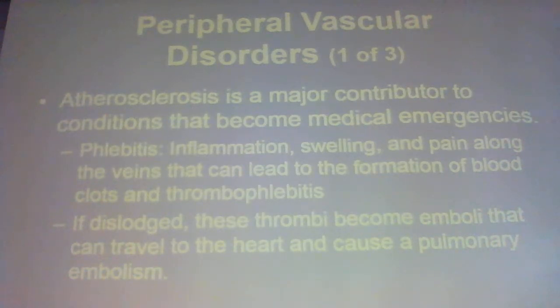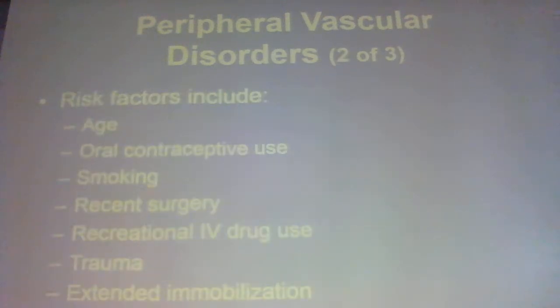What's the difference between an embolism and a thrombus? Thrombus is where it originates. Correct. So an embolism starts somewhere else and travels. A thrombus is formed at the place. Yep. So, oral contraceptive use, smoking, recent surgery, all of these things increase your risk for what? Clot formation, exactly.